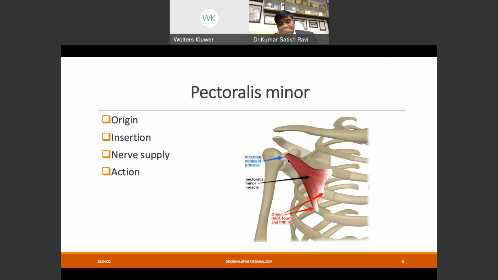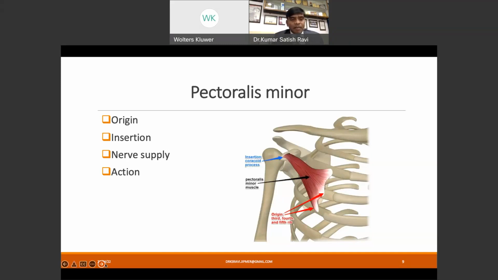So when we talk about the action of the pectoralis minor, it stabilizes the scapula, because if you see over here, it has its attachment on the coracoid process of the scapula. So it stabilizes the scapula by drawing it forwards around the chest wall, that is the protraction, and it depresses the shoulder along with the levator scapulae and the rhomboids. So these are all the actions of the pectoralis minor. Basically, what I said is that it stabilizes the scapula by drawing it forwards around the chest wall. So these are all about the pectoralis minor muscle.